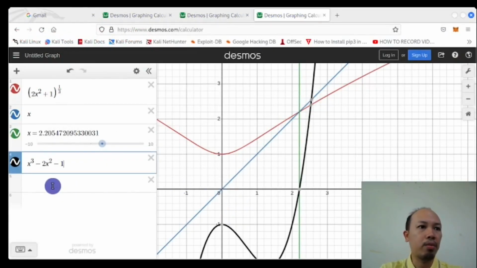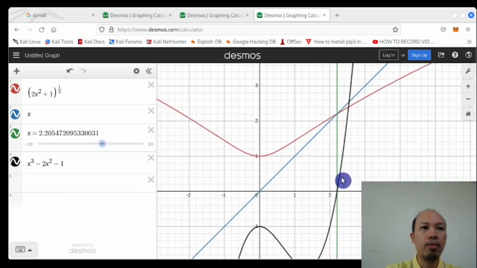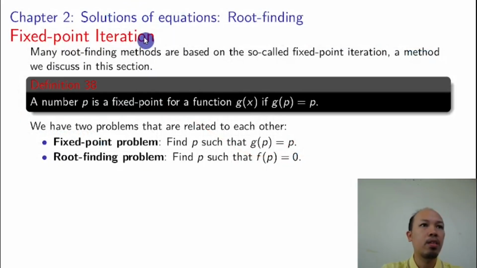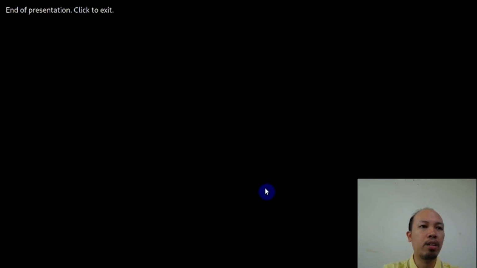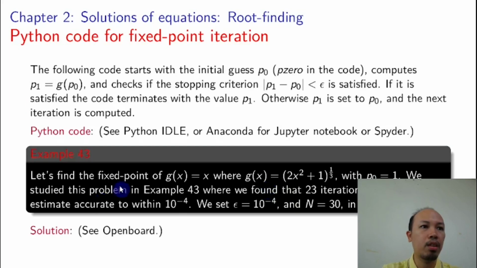Okay, so that's the graph of the function, and maybe you are tempted to do the other way around, like isolating 2x squared and computing for x. Okay, you can do that also, but be sure that the interval [1, 3] will satisfy. Okay, so that's it for example 43, am I right? Example 43, this one.